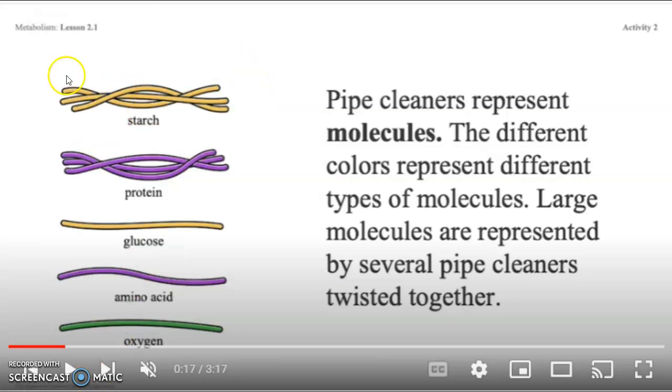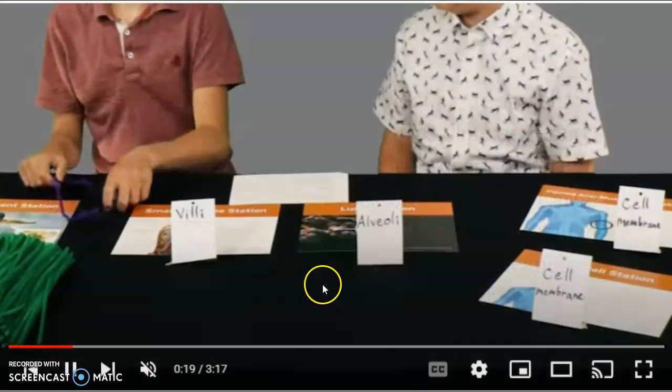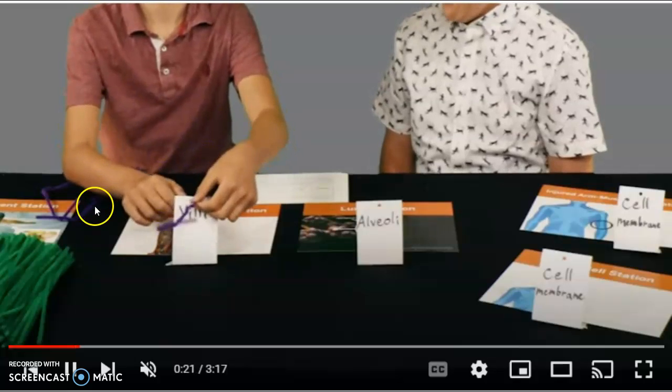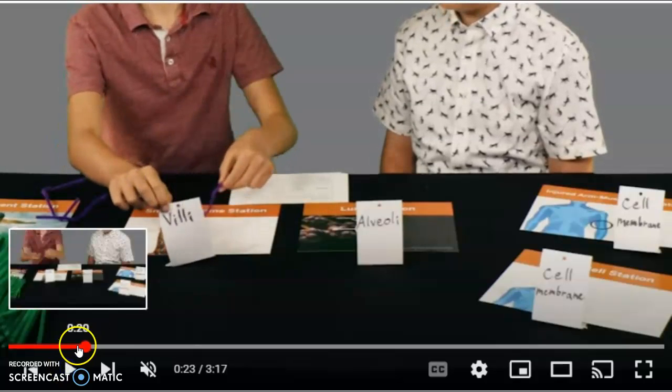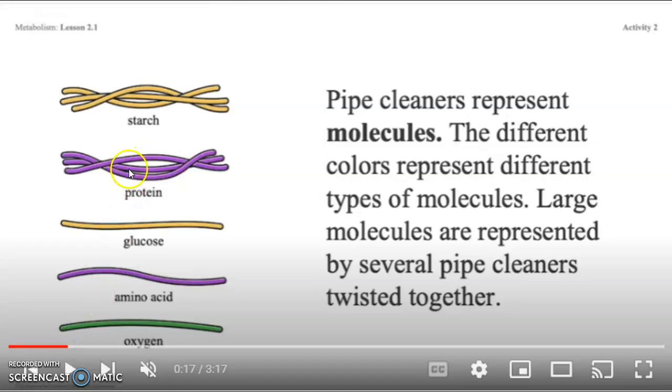So again, keep in mind the three molecules that are put together or the three parts that are put together represent large molecules. That's why we twist them together, because they're too large to get in the cell on their own, so they have to be broken down. So we're going to look at how you're going to do this. So if you get one of those, do you remember what they were? The purple ones are the proteins.